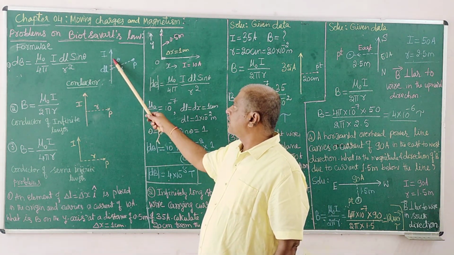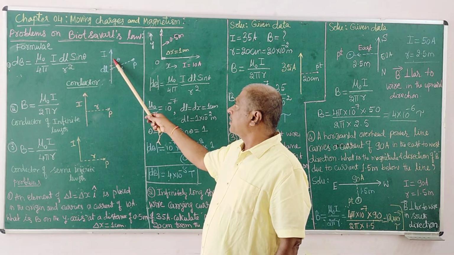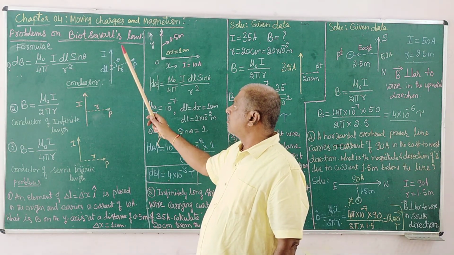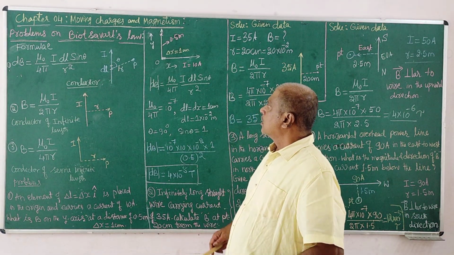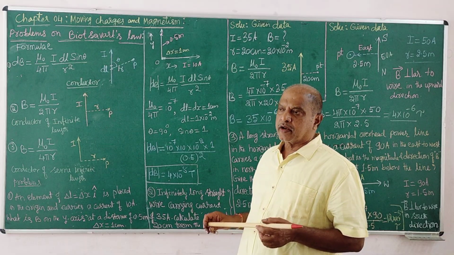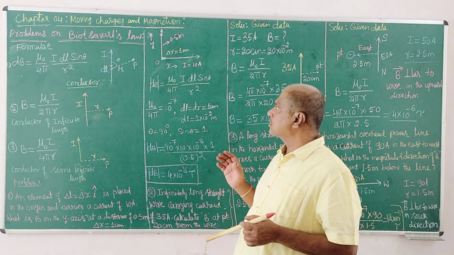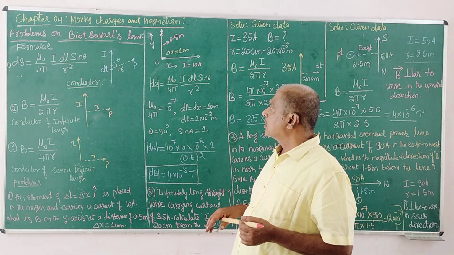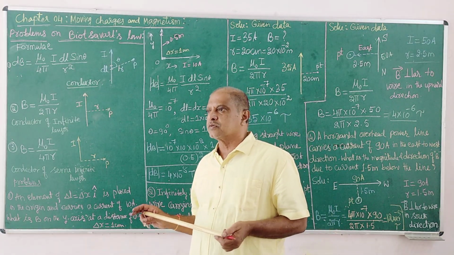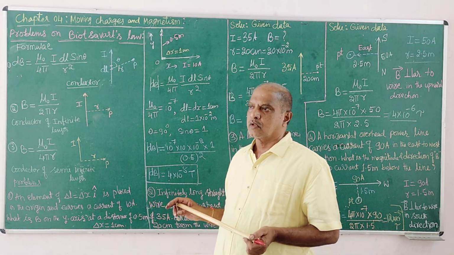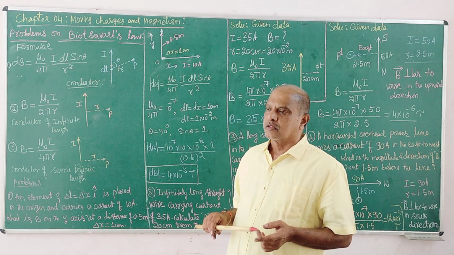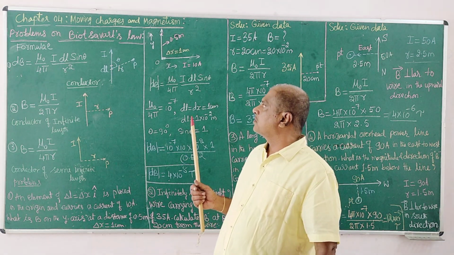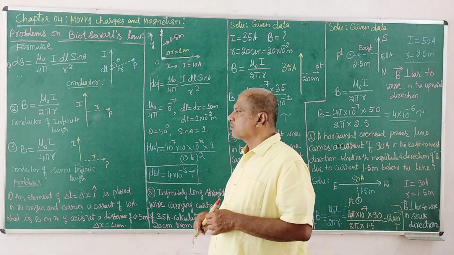This straight line indicates the current carrying conductor of current strength I. Around that conductor, a magnetic field is induced, and the direction of the magnetic field is given by the right hand rule.